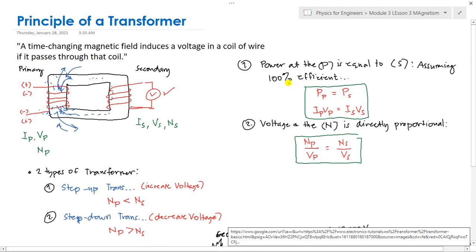That is, the first condition is in terms of power. So power in the primary is just the same as the power in the secondary, assuming 100% efficient nga transformer. Ikaduha is the voltage and the number of turns in both primary and secondary are directly proportional.